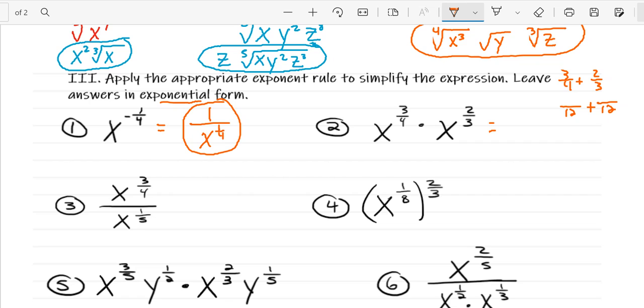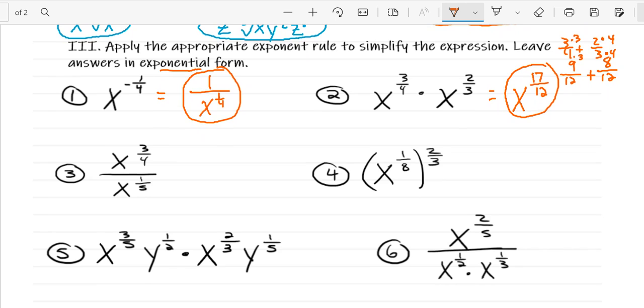In our situation here, we're multiplying by 3. This will be 9/12. And here we're multiplying by 4. This will be 8/12. When we add that, we end up with x to the 17/12. Again, it says to leave it in exponential form, so we're good. You do want to make sure you reduce any exponents, but you want to leave it as an exponent. You don't need to do anything else.